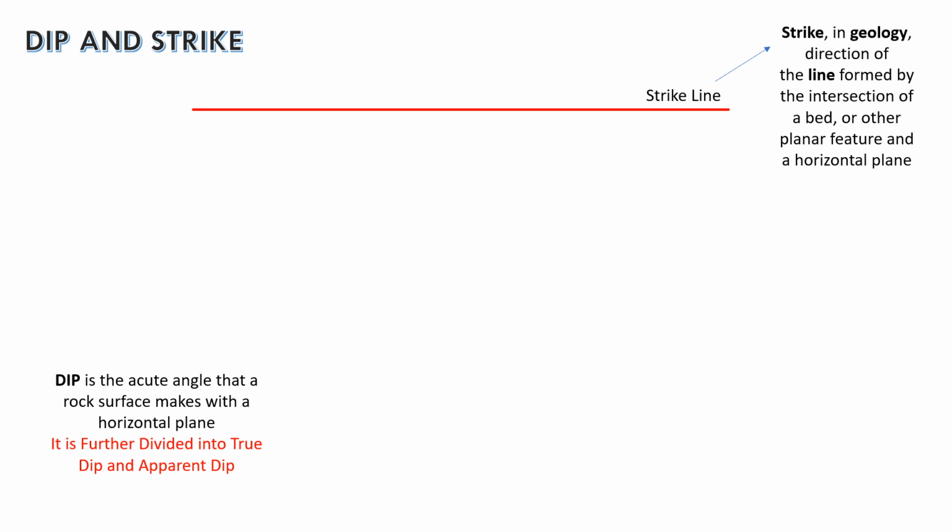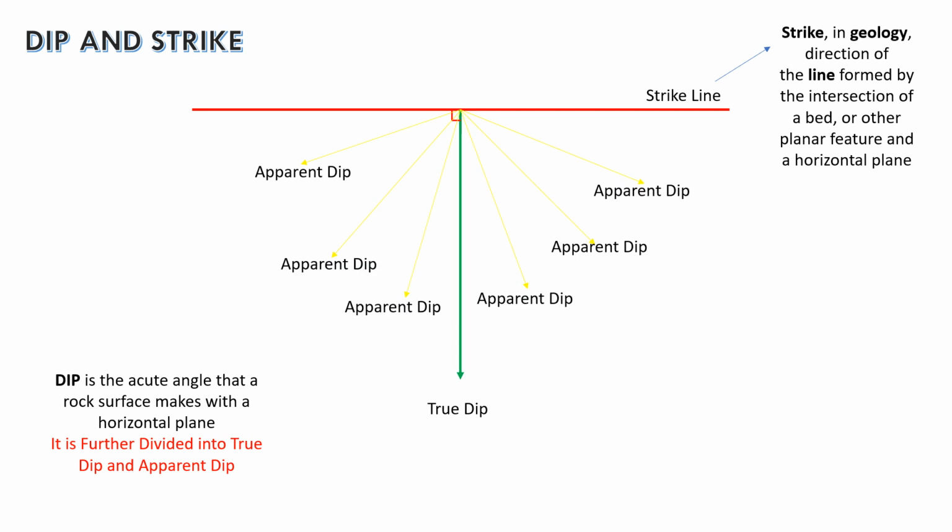So this dip is further divided into two types, that is true dip and apparent dip. Now if I draw a line which is exactly 90 degrees, or exactly perpendicular, to the strike line, this line is called the true dip. Now any other angle, less than or more than 90 degrees, is called apparent dip. Now I will be drawing these many lines; these all lines are called apparent dips.